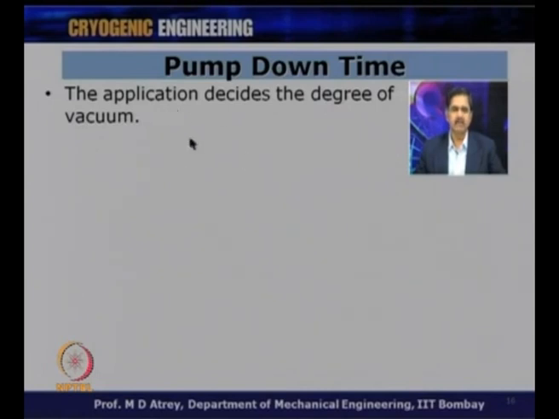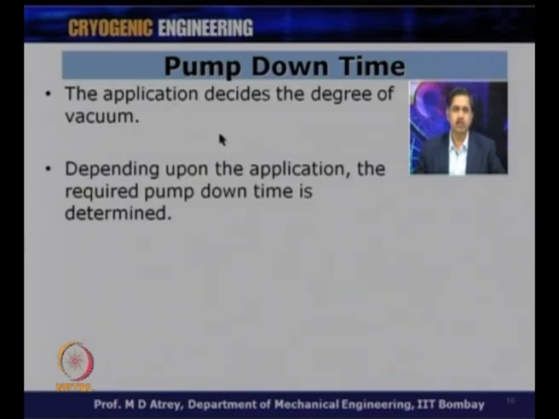So, decide first what is that lowest pressure I want, what is the vacuum I want, what is the degree of vacuum I want. Depending on the application, the required pump down time is determined. So, according to that, I will decide what is my pump down time. Should I have 15 minutes, 20 minutes, half an hour, 2 hours, 5 hours, a complete day? Alright, it depends on the application.